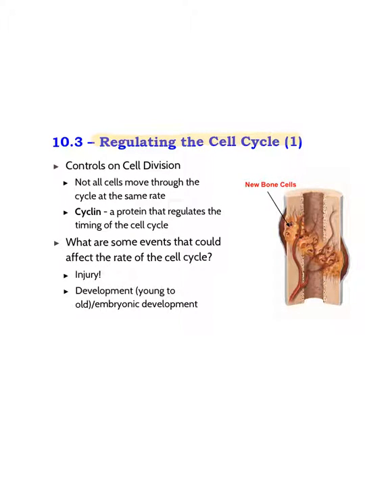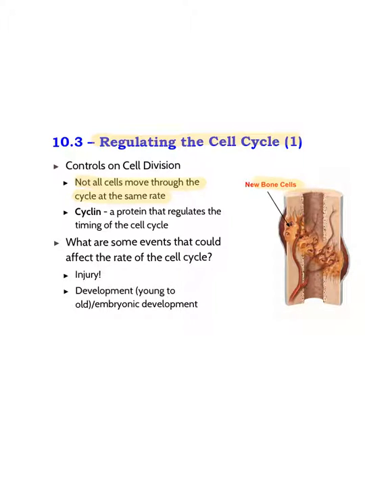Here's what we know. Not all cells move through the cycle at the same rate. When we think about bone cells, nerve cells, skin cells, different types of cells in our body complete the cell cycle, G1, S, G2, mitosis, cytokinesis, at different rates. Now, why is that so? And what actually controls the cell, telling it to divide at certain points and then to stop dividing at other points?